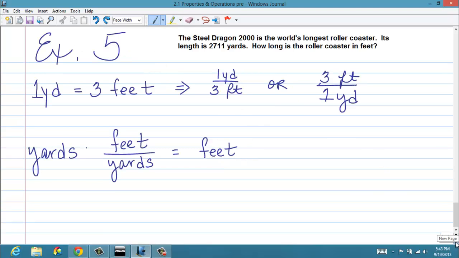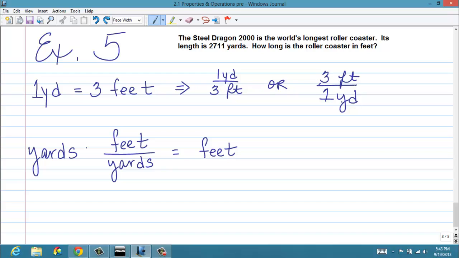Okay, roller coasters. The Steel Dragon 2000 is the world's longest roller coaster. Its length is 2,711 yards. How long is the roller coaster in feet? Step 1, we need to find a conversion factor that converts yards to feet. So the statement 1 yard equals 3 feet would give us 2 conversion factors to choose from. Either we're going to choose 1 yard over 3 feet or 3 feet over 1 yard.